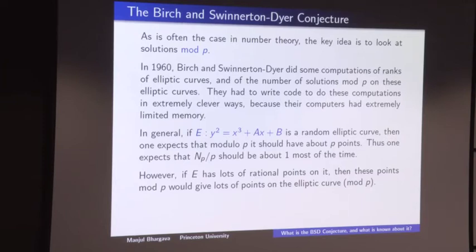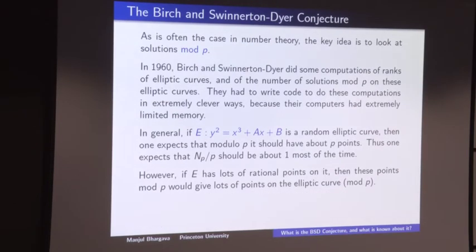And if there are p's in the denominators, you just consider it as the point at infinity. So it makes sense to take rational points mod p. And if E has lots of rational solutions, then reducing mod p, you produce lots of mod p solutions, right? So if E has lots of rational points on it, then reducing these points mod p would give lots of points on the elliptic curve mod p.